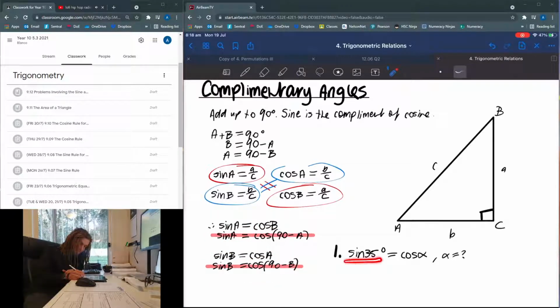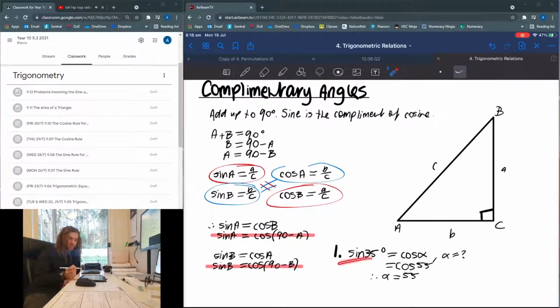If I know that sine 35, what was I about to say? I don't know. If I know that I'm starting with sine 35, then what does cos have to be? Well, it's got to be 90 minus this. These two things have to add up to 90. That's what this is saying. So in other words, this is equal to cos 55. So therefore, alpha is 55.